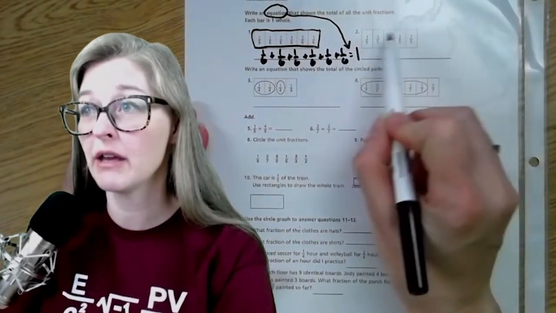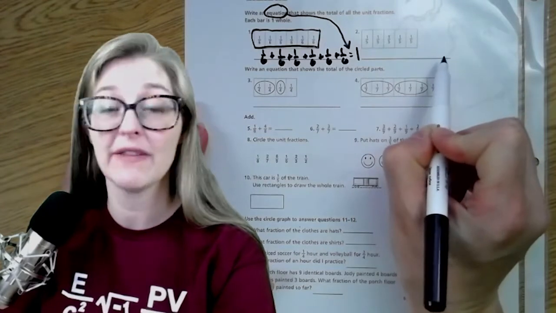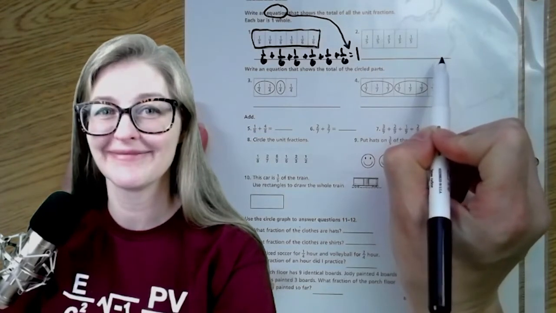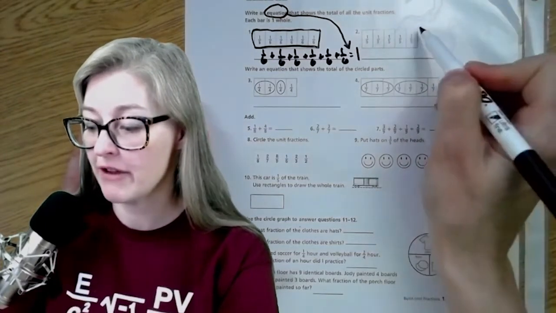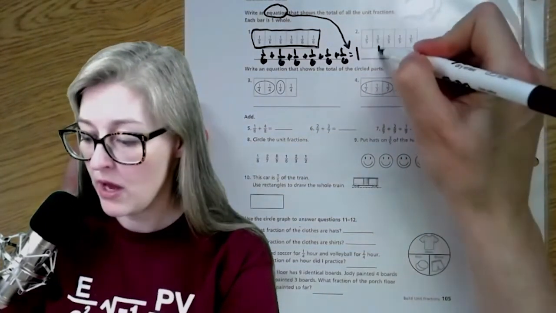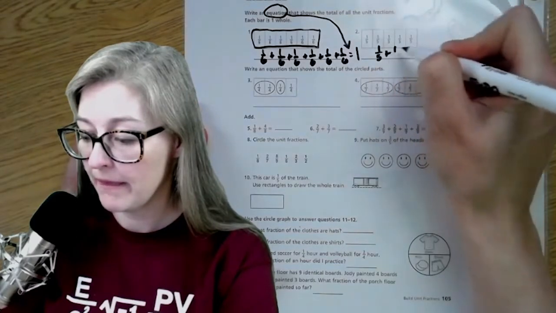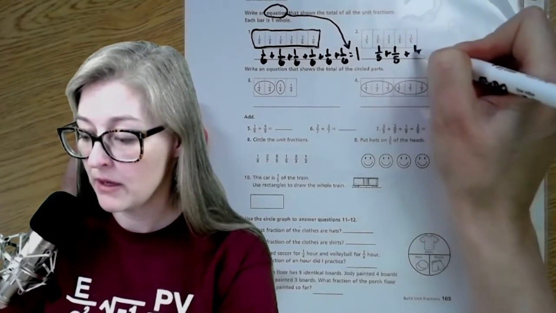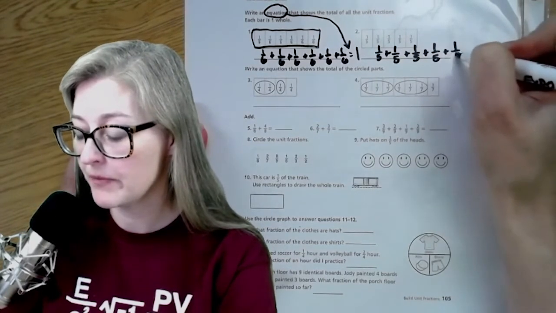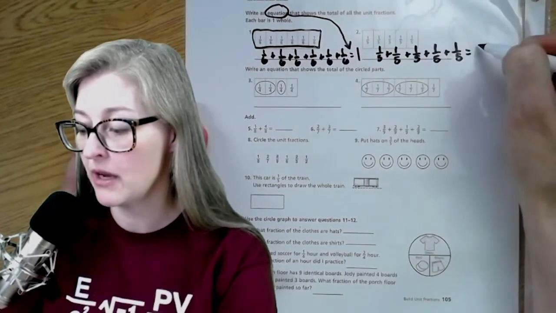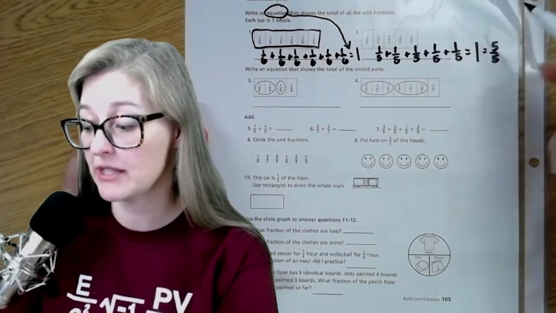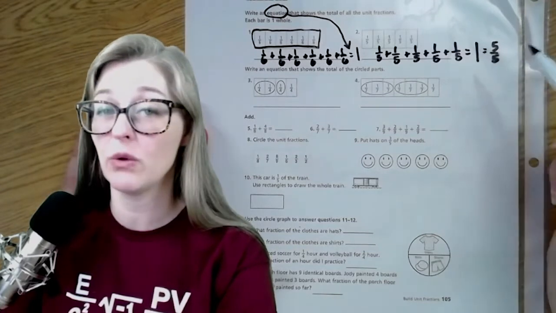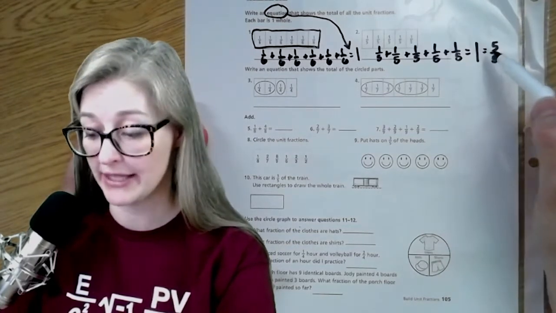Now over here, I'll give you a moment again to pause the video, and we'll answer this one together. All right, 1, 2, 3, 4, 5. 5/5 equals a whole. So I have 1 of them, 2 of them, 3 of them, 4 of them, 5 of them equals 1. I could also write it 5/5. These are both equivalent names for the answer.